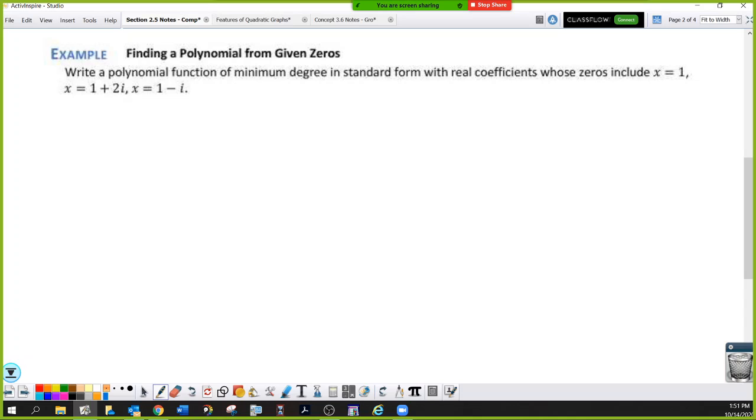Two of them are complex, though, which means they have conjugate pairs that must also exist. So you also have x equals 1 minus 2i and x equals 1 plus i. So you've got those 4 complex and that one over there that says x equals 1. You don't want to forget that one.